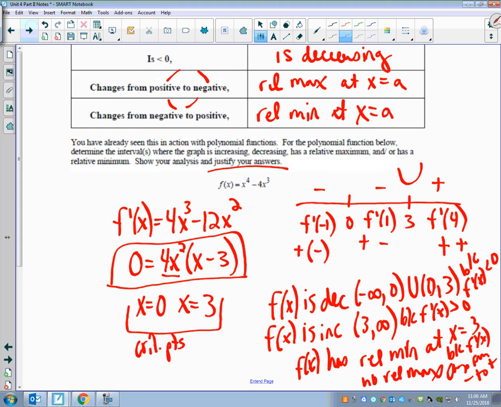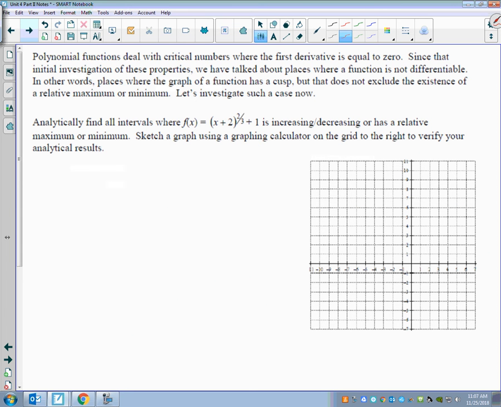We've done that already. It says polynomial functions deal with critical numbers where the first derivative is set equal to 0. Since the initial investigation of these properties, we've talked about places where a function is not differentiable, like a corner or a cusp or an asymptote. It says that does not exclude the existence of a relative maximum. Let's investigate such a case now. We've looked at a lot uglier graphs since then, and so that's what we want to talk about right now.